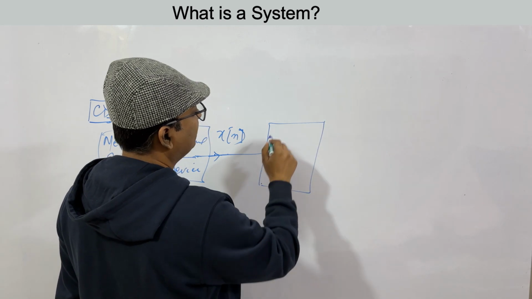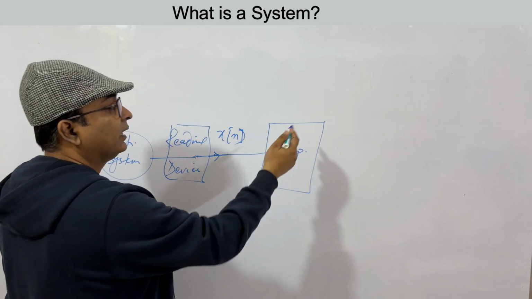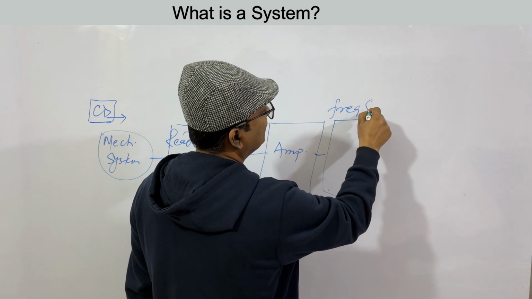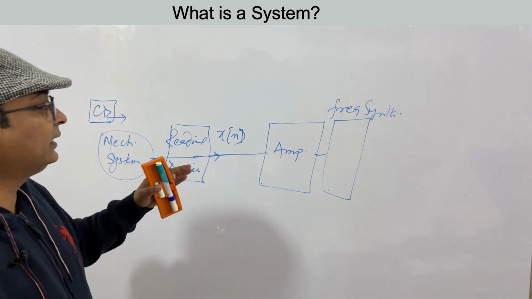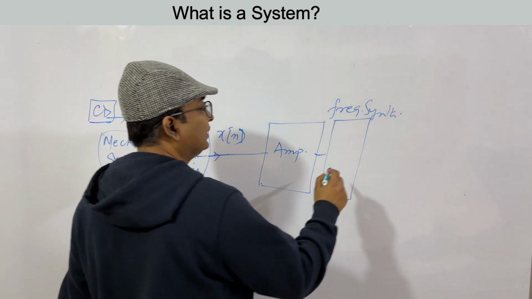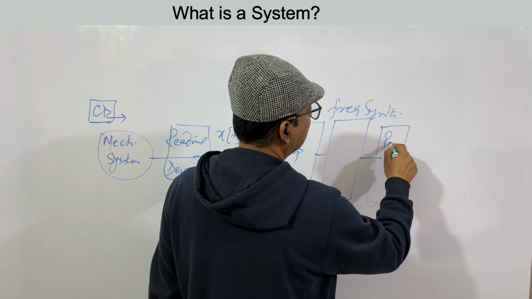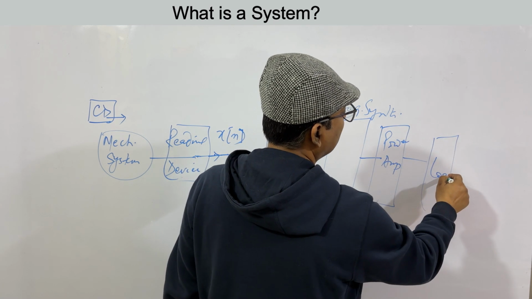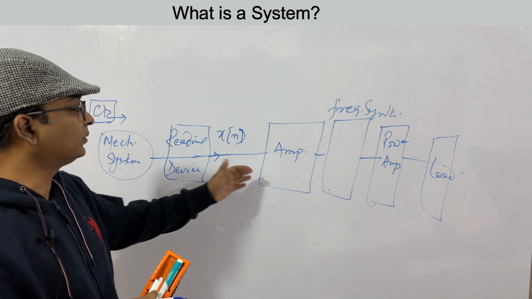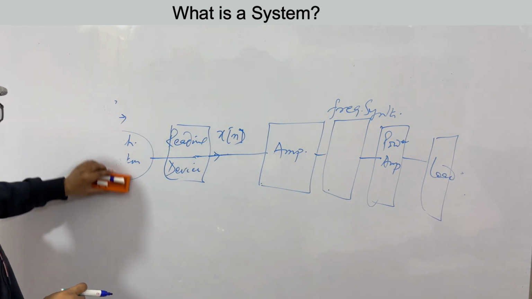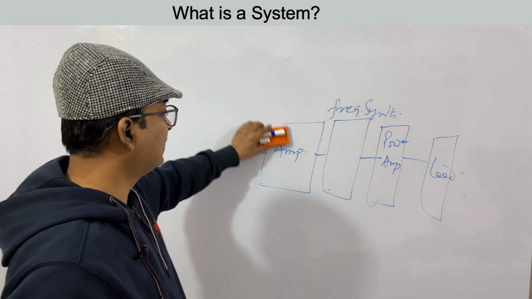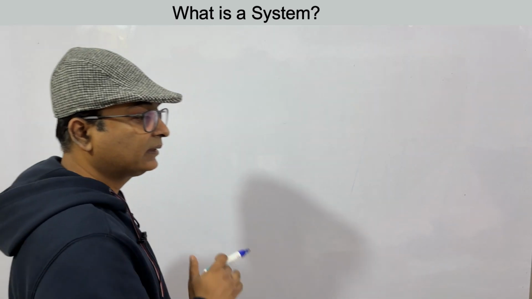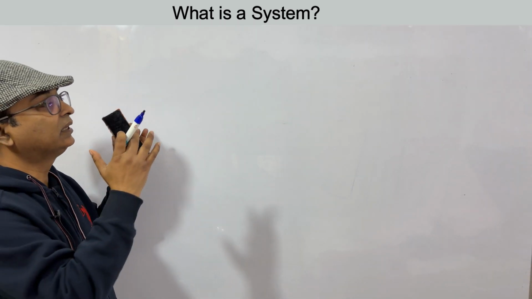Then you have an amplifier that will amplify it. Then you might have a frequency synthesizer, so that you are able to select and deselect certain frequencies based on your taste. Then you may have a power amplifier to match it to the load, a large speaker. So there are several systems. In a practical real-time application, a set of several interconnected systems constitutes a real practical system.